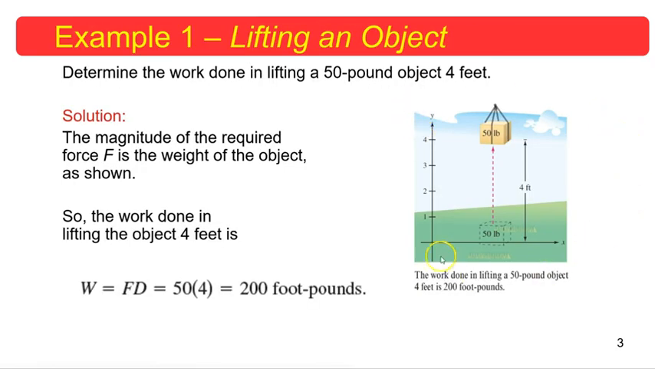Let's try this for example. In the figure, you can see here an object being raised to a height of 4 feet. So the displacement here is 4 feet. If you're asked to solve for the work, it's basically force, which is 50 pounds, times the displacement, which is 4 feet, so that's 200 foot-pounds. But that is for a constant force.